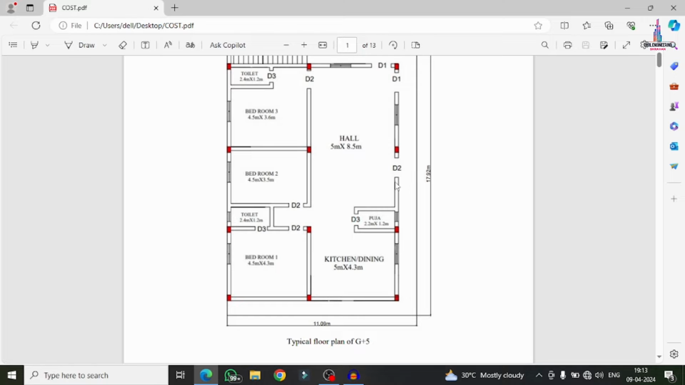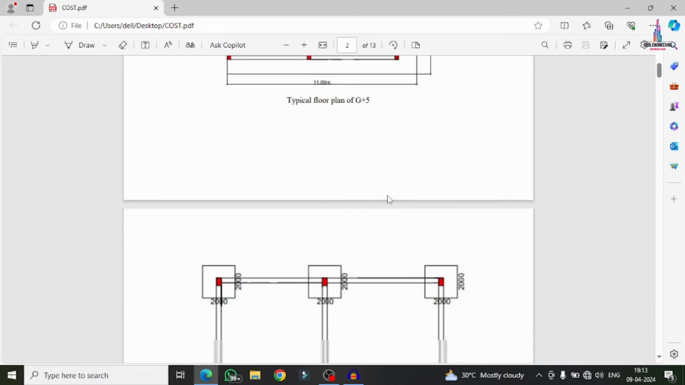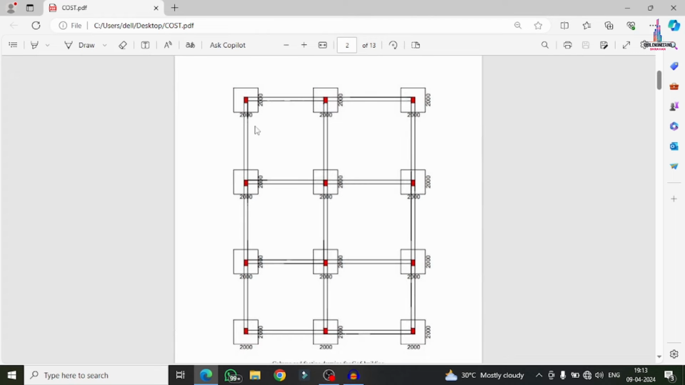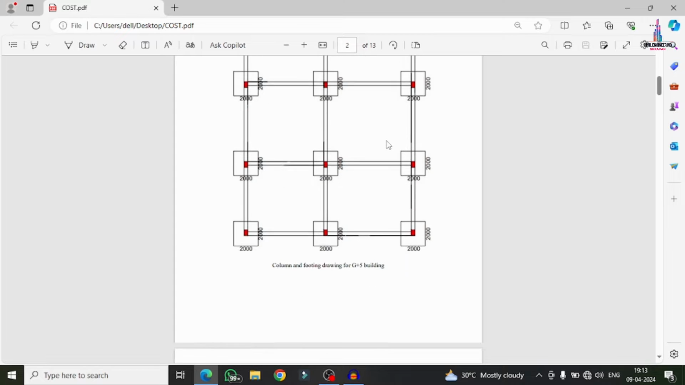This is the typical floor plan for the G+5 building structural model, and this is the footings layout plan. Each footing I have considered as 2000 cross 2000, which is nothing but 2 meter cross 2 meter dimensions. So this is the first footing, second, third, fourth, fifth, sixth, seventh, eighth, ninth, tenth, eleventh, twelfth. This footing section consists of all 12 footings, each with 2 meter cross 2 meter dimensions. This is the column footing drawing with dimensions.